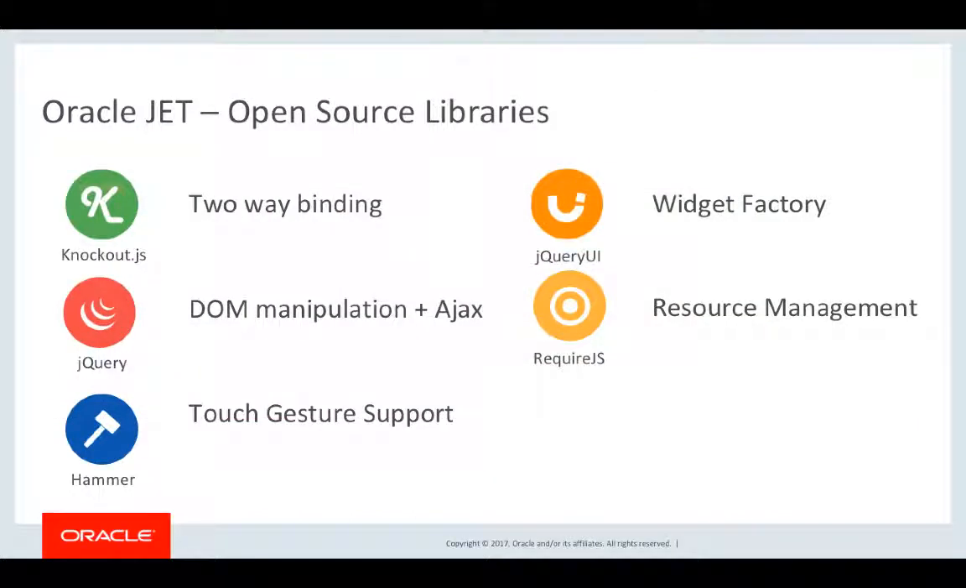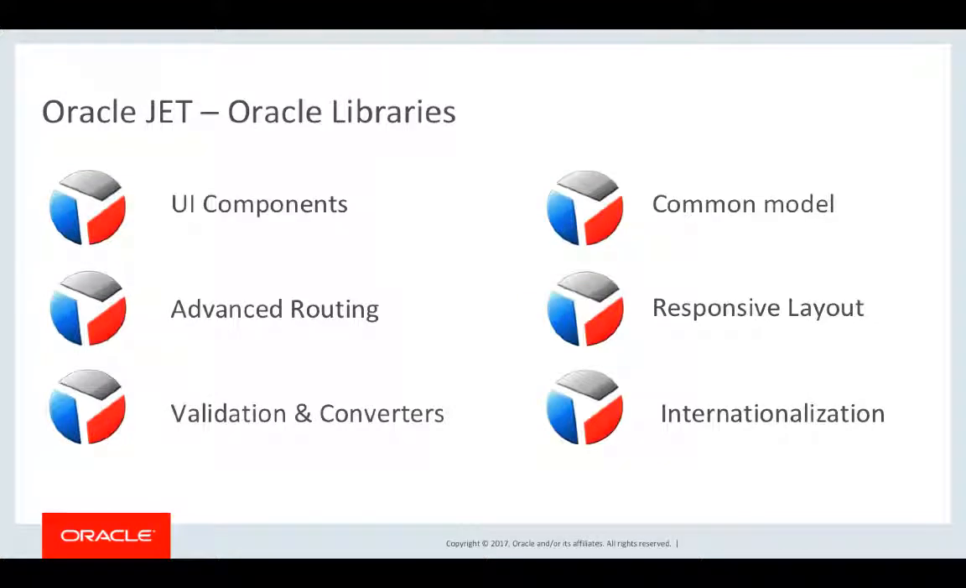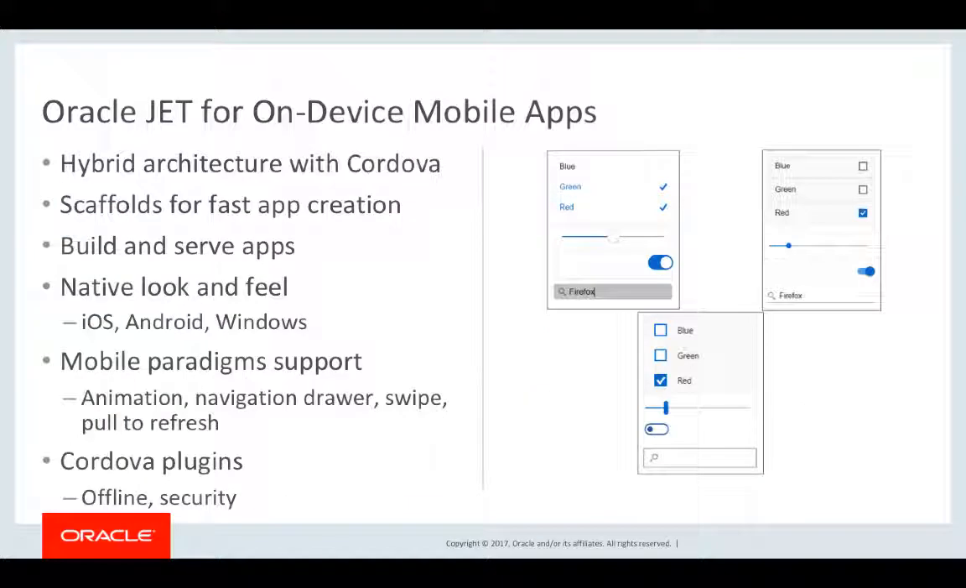As you can see, we're using a bunch of open source libraries, such as Knockout, jQuery, Hammer and require.js, and we also added a bunch of UI components, routing, validation and converters, a model layer, responsive layout and internationalization capabilities, all packed up as libraries that you can pick up and use in your implementation, whether you're using Jet or not. So this is the modular approach of Overkill Jet.